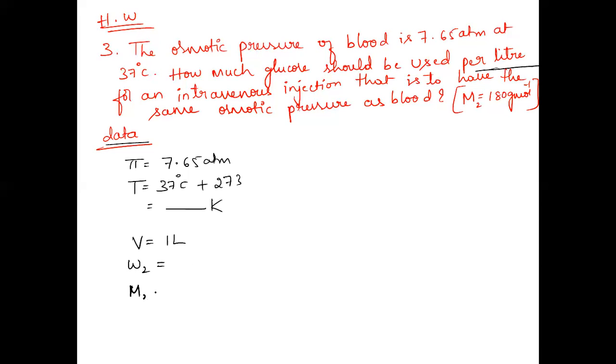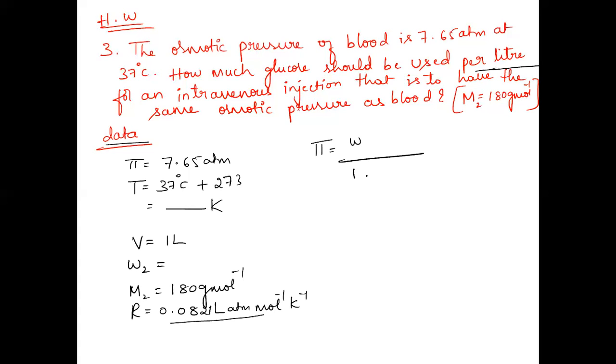Molecular mass of glucose is given, that is 180 grams per mole. And R as usual is 0.082 liter atmosphere per mole per Kelvin. If it is not given, just take it in the standard unit, atmosphere. In a question, if the R value is not given, you have to write it yourself. Practice it well, and all other values I have written. Just substitute these values in the formula and tell me the answer. Pi is equal to W2 into RT divided by M2 into V. This you have to calculate.